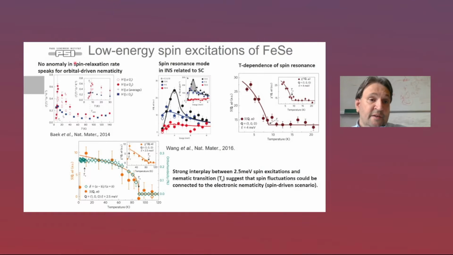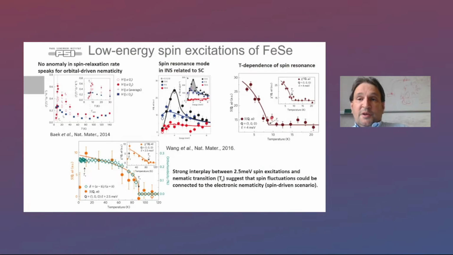So the first thing we knew was information on spin excitations from NMR, where actually no anomaly was found in the spin relaxation rate, which speaks immediately for a rather orbital-driven nematicity scenario. Then, of course, inelastic neutron scattering was also done a lot on iron selenide, where you can nicely resolve the spin resonance mode. And this spin resonance was seen to react heavily to the superconducting transition temperature, as you see here.